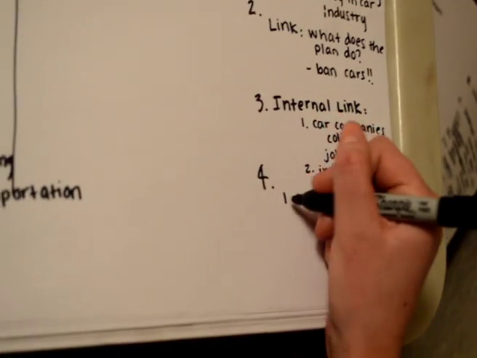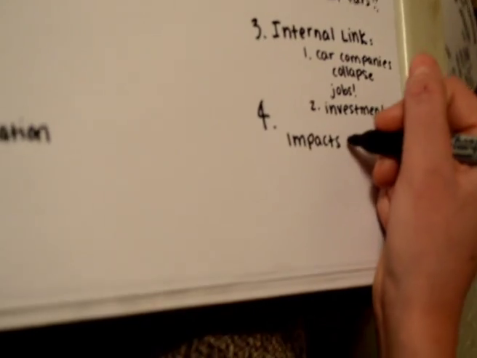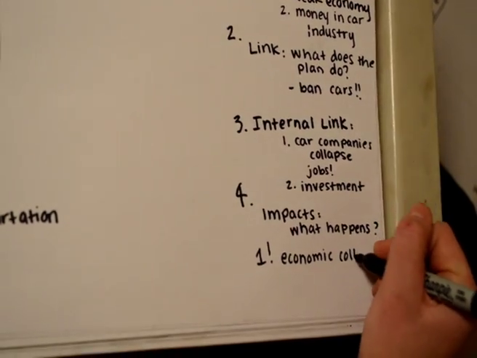On top of that, people put money into the industry. Remember, car industry is very strong, so investments, gone. This could create a very serious problem on all of these different fronts. And that gets us to our fourth part, our impacts. Impacts mean our implications on a person's life or on the world because of the plan. So for our impacts, first, economic collapse.